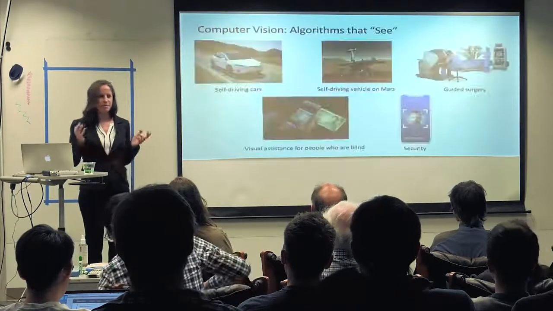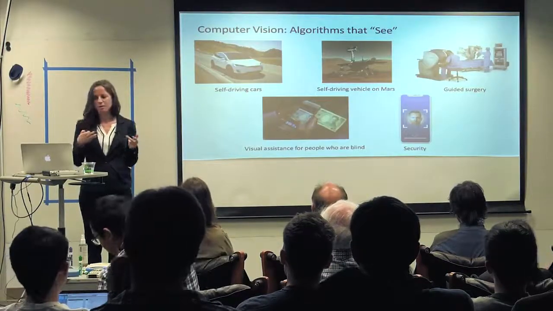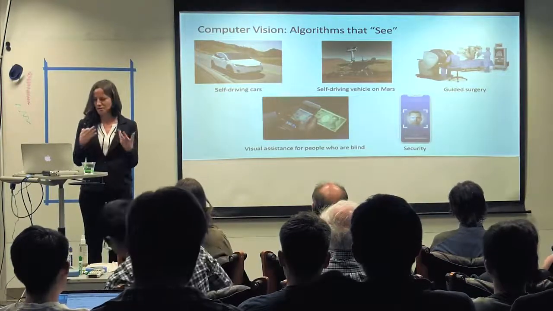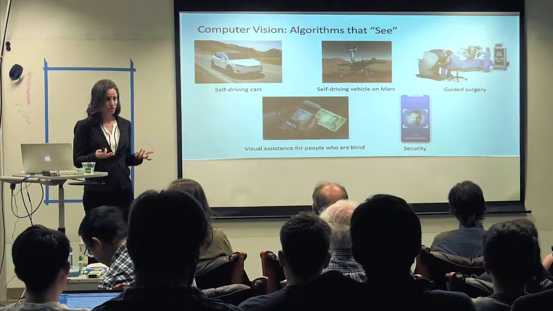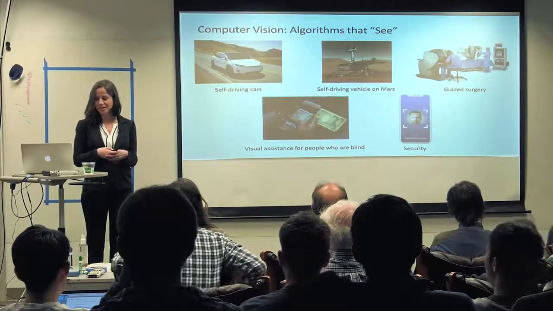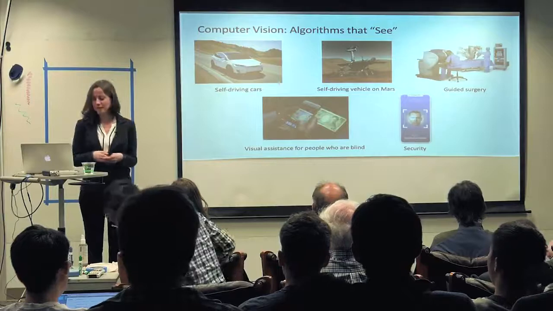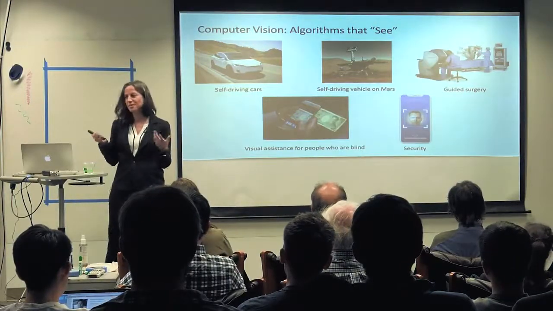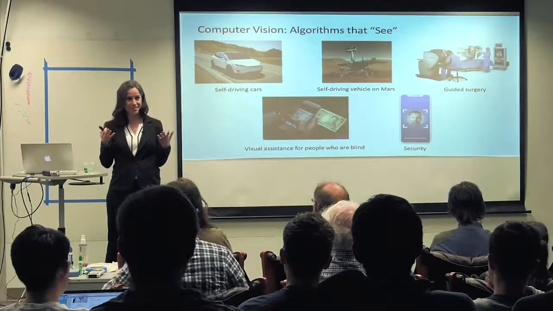So diving in, computer vision is the field around making algorithms that see. Today, you'll see computer vision algorithms in things like self-driving cars, vehicles on Mars, guided surgery, visual assistance for people who are blind, as well as to more efficiently log on to your personal devices by just snapping a picture of your face.